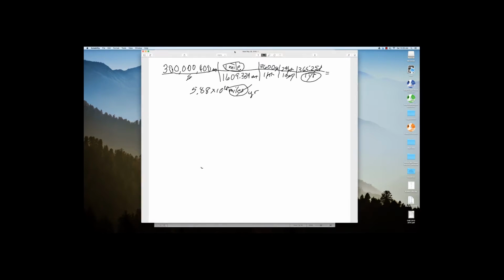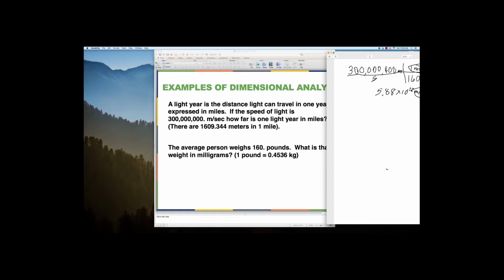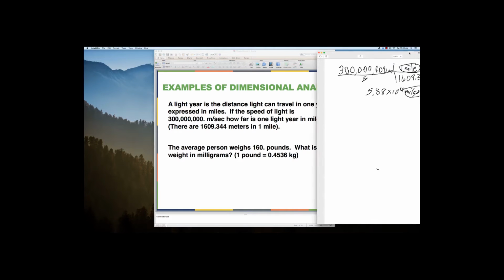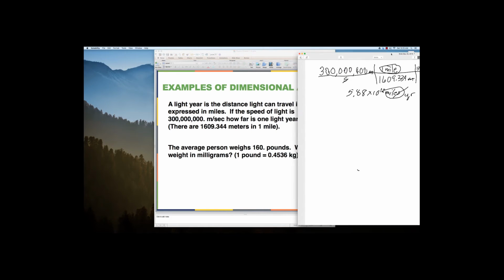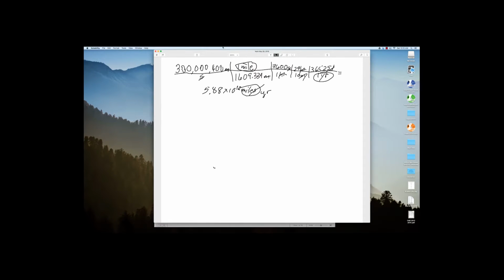Now, for just interest's sake, what was the other problem here? Let's say the average person weighs 160 pounds. What is that person's weight in kilograms? Okay. And the conversion factor I gave you is 0.4536. So 160 pounds, and it's 0.4536 kilograms in 1 pound.